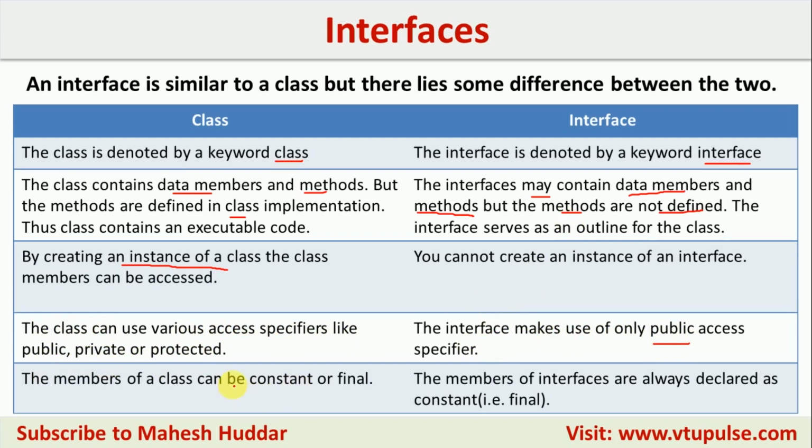Another very important difference between interface and the class is, in a class we can have the data fields. They may be constant or they may not be constant. But when it comes to interface, the data members must be constant, or you can say that they must be final. You cannot declare normal data fields in an interface. So these are some of the differences between class and interface in this case.